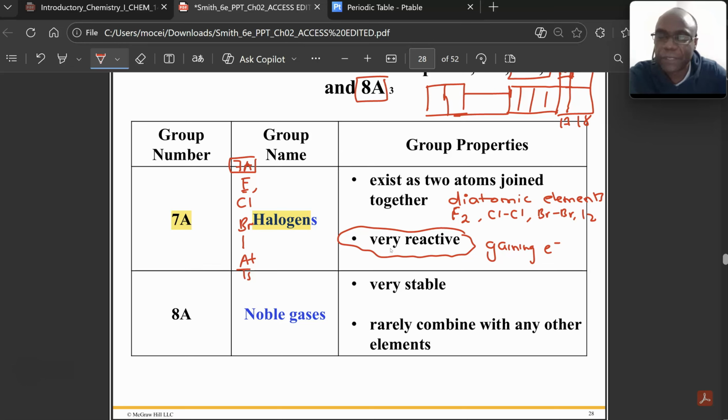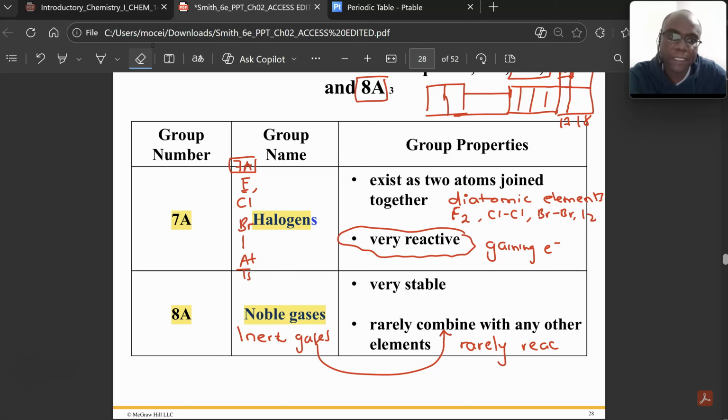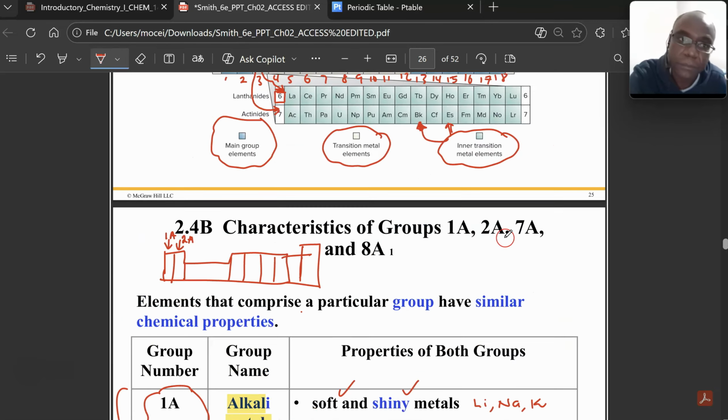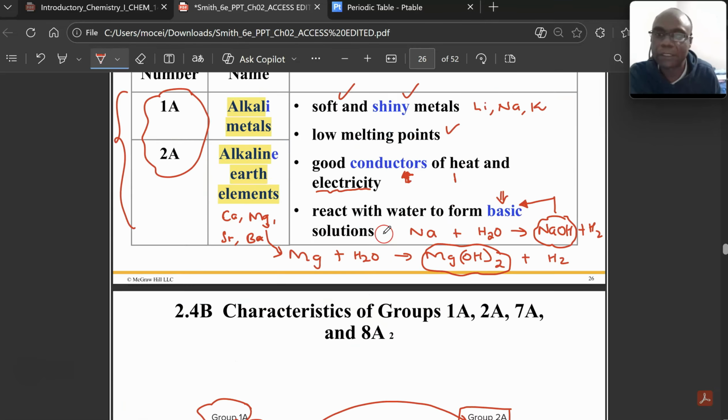On the other hand, on the very last column of the periodic table, we have the noble gases. The other name of noble gases is inert gases. Why? They rarely combine with other elements. They rarely react. There are special circumstances where noble gases will react, but under natural conditions, they usually don't react. Examples include helium, neon, argon, krypton, xenon, radon.